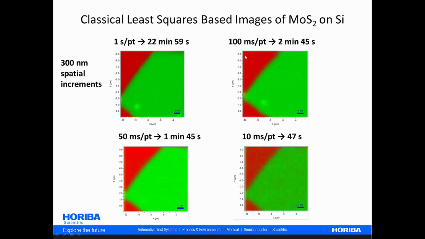Now, here are those same data sets treated to classical least squares algorithm, and you can see that if we now incorporate the entire spectrum in this CLS routine, we really don't lose nearly as much of the quality, the contrast, and the signal to noise in the image as we go from 1 second per point to 100 milliseconds per point, all the way down to 10 milliseconds per point. So just take in for a moment the difference here. We're talking about an image that required 23 minutes to generate here, and down here 47 seconds. That's a pretty substantial improvement in speed for being able to generate the images.